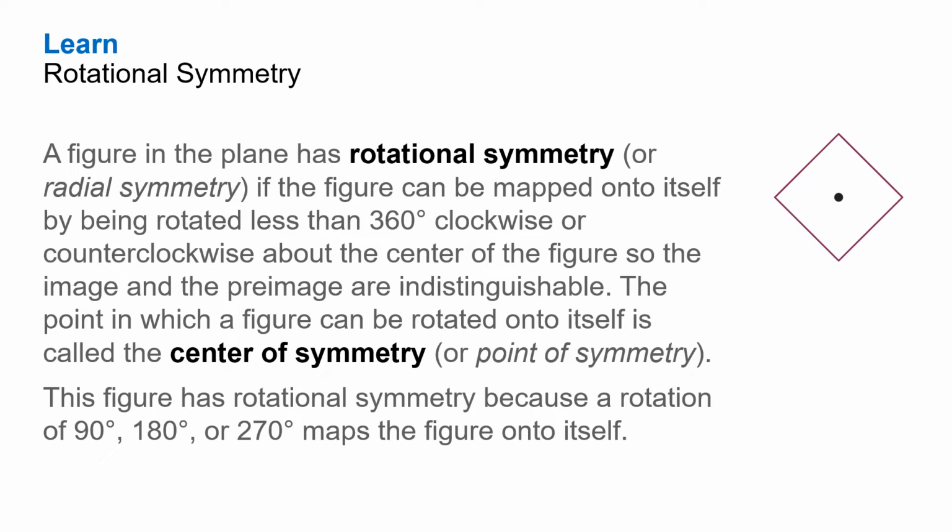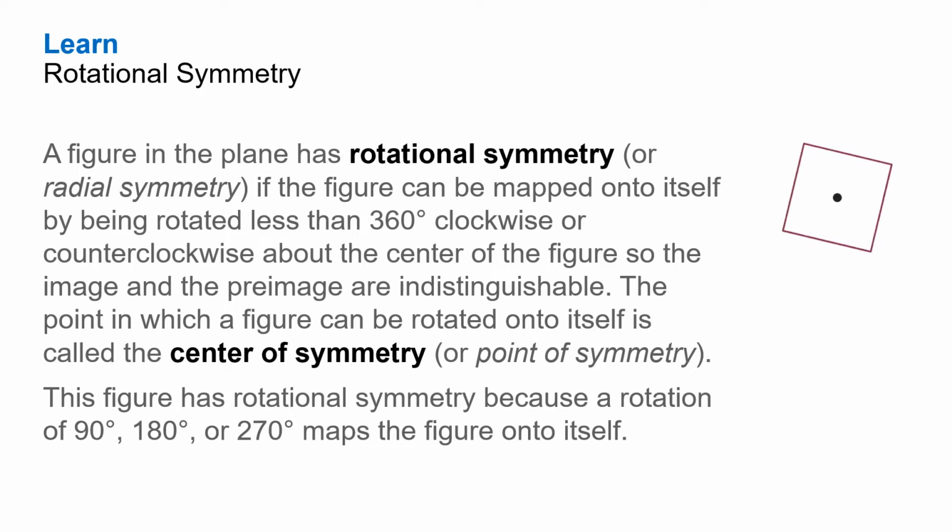A figure in the plane has rotational symmetry, or radial symmetry, if the figure can be mapped onto itself by being rotated less than 360 degrees clockwise or counterclockwise about the center of the figure, so the image and the pre-image are indistinguishable. The point in which a figure can be rotated onto itself is called the center of symmetry. Sometimes you will hear this referred to as point of symmetry.